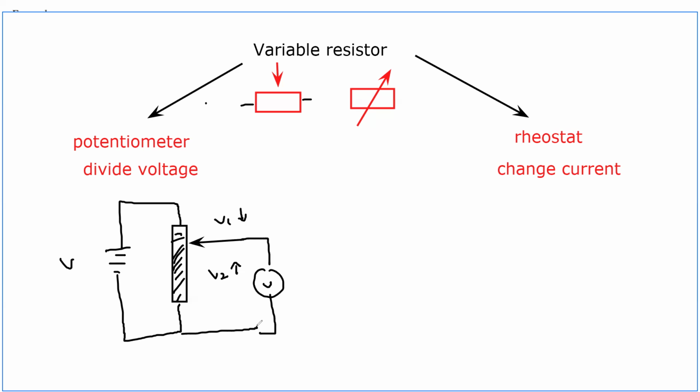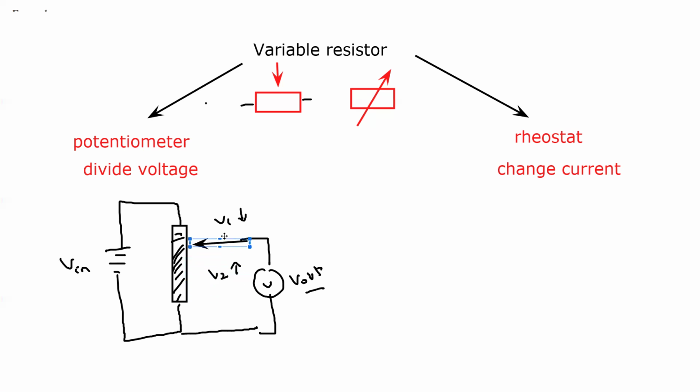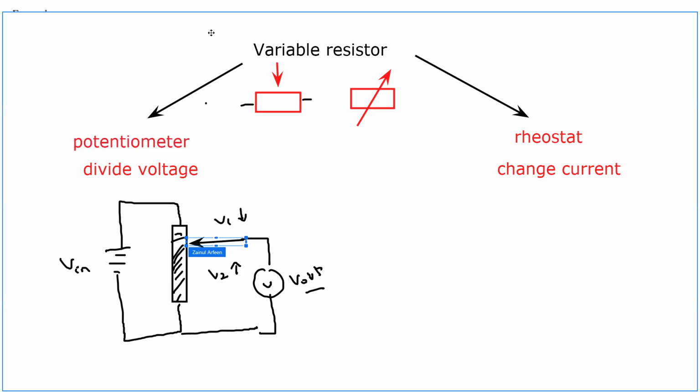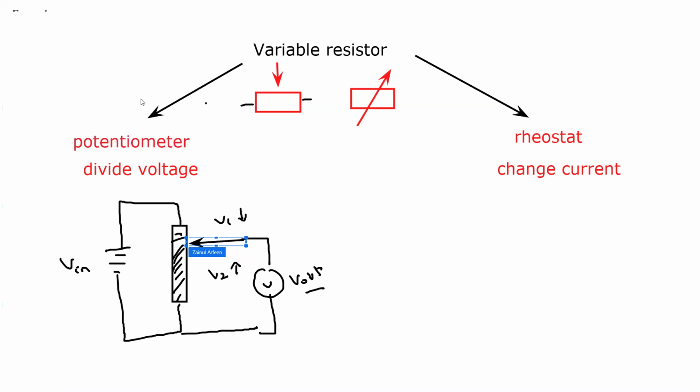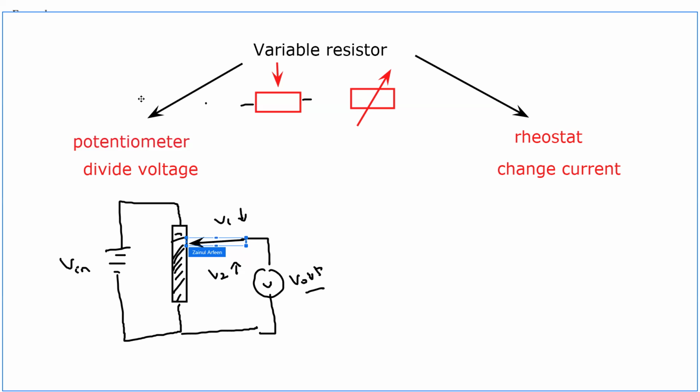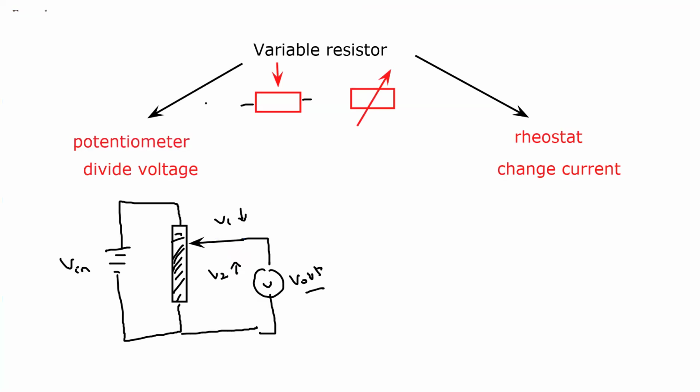So if we have, like here, a voltmeter, this is a voltage input and this is a voltage output. By moving the sliding contact from one place to another, we can change the voltage. This type of use of a variable resistor, we call a potentiometer. And we can use a concept here because resistance is directly proportional to length.